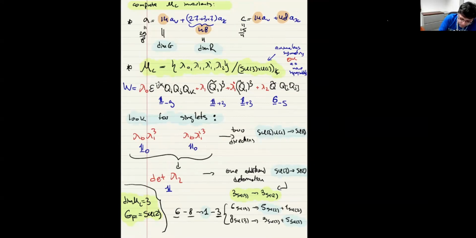Before computing it, a trivial comment: of course we can compute the a and c anomalies for this theory. We have 14 vectors, since this is a G2 gauge group. The number of matter fields is 27, coming from the 27-dimensional representation, and we have 3 fundamentals, so the total number of fields is 48. The dimension of the group is 14, the dimension of the representation is 48, and using this information you can compute the conformal anomalies. So now we turn to the analysis of the conformal manifold.